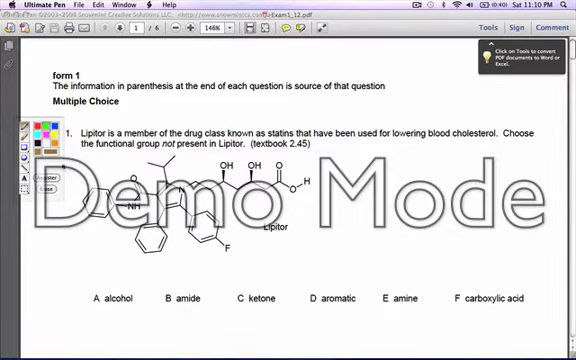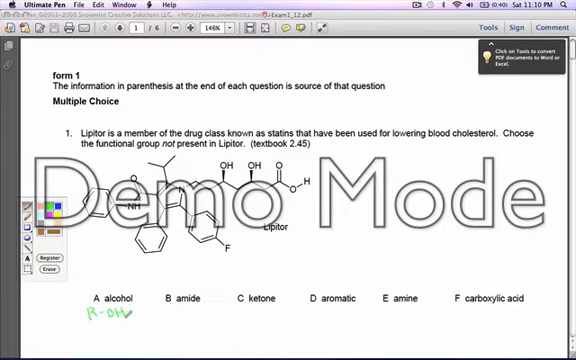So in the first question we are going to be looking at this molecule Lipitor, and we're going to try to identify the functional groups. Now if we look here, we have a functional group alcohol, and we all know, hopefully by now, what an alcohol is. And if we look in here, we have two alcohols.